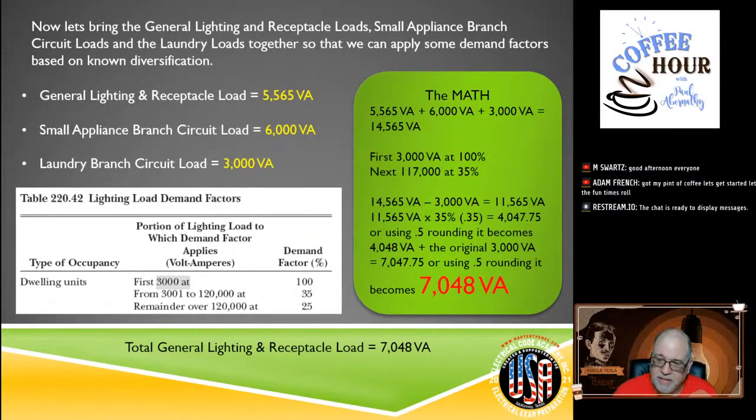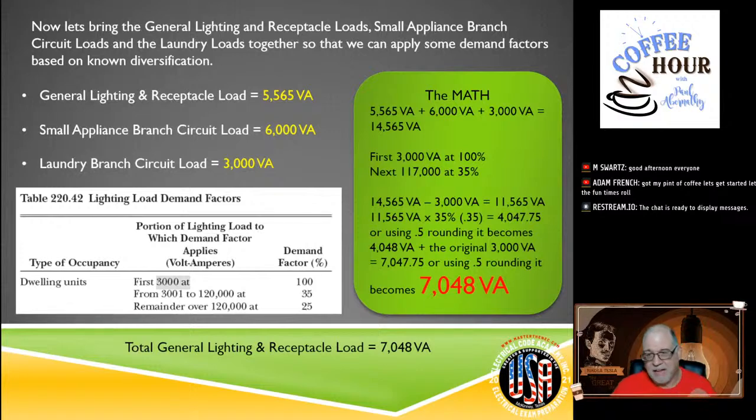Good. So we take that 11,565 and we multiply that by 35%. You know how I like to convert everything down into decimal. It's the way it should be worked. So I start from the right, move two spaces to the left, and it ends up being 0.35. So work this out. It's 4,047.75. Of course, this is 0.5 and higher, so I'm going to round it because the code says I can.